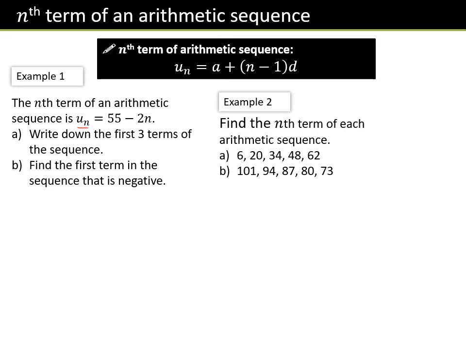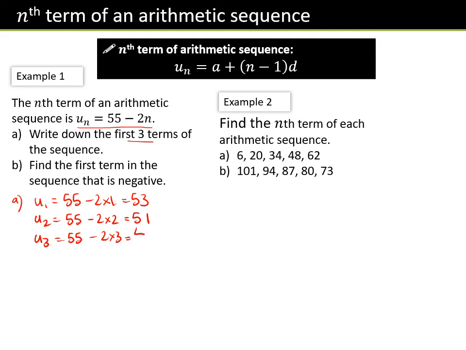So the nth term is given by that formula, and I want the first 3 terms, so nothing more than you would have done at GCSE. First term U1 is 55 minus 2 times 1, which is 53. U2 is 55 minus 2 times 2, which is 51. And U3 is 55 minus 2 times 3, which is 49. They're my first 3 terms. And I can see again, no surprises, I'm reducing by 2 each time, decreasing by 2.